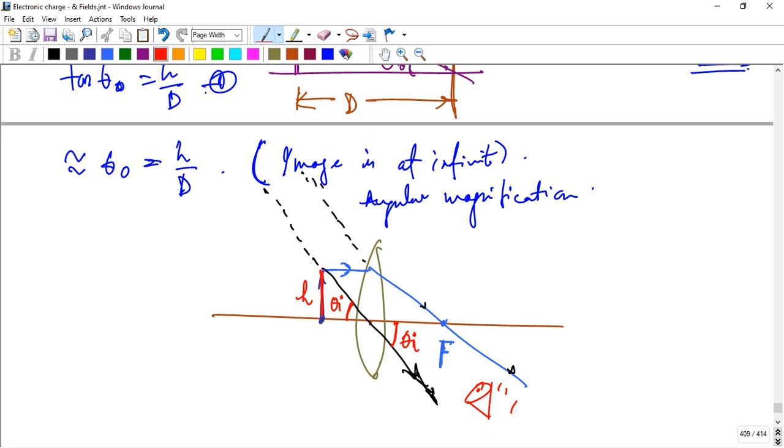Okay, so now tan theta I is equal to, and obviously this distance is f, because the object is placed at focus. So tan theta I is perpendicular by base, h by f. That's equation number 2. And for small angle approximation, that is equal to theta I.